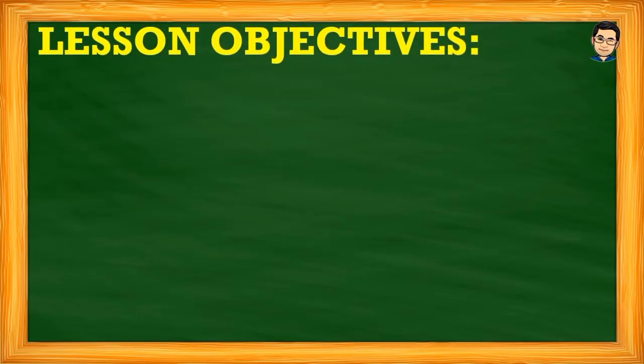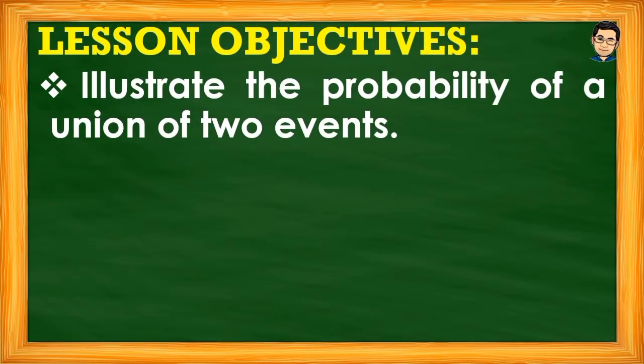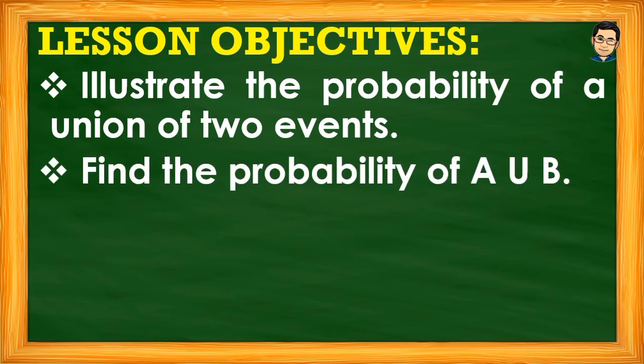So for our lesson objectives, first, we will illustrate the probability of a union of two events. And then, we will find the probability of A union B. So, A union B, ito po yung union of two events. So, we have there the symbol union.